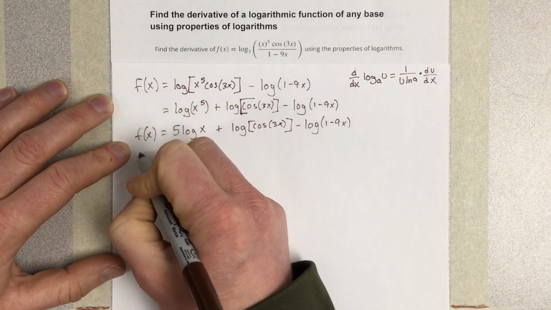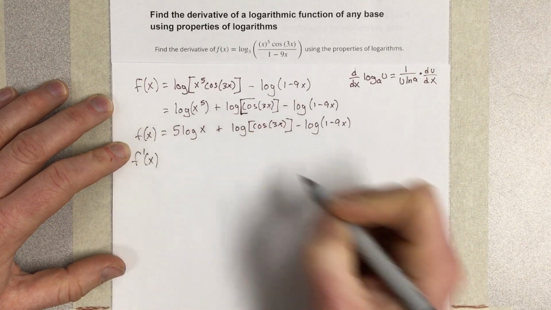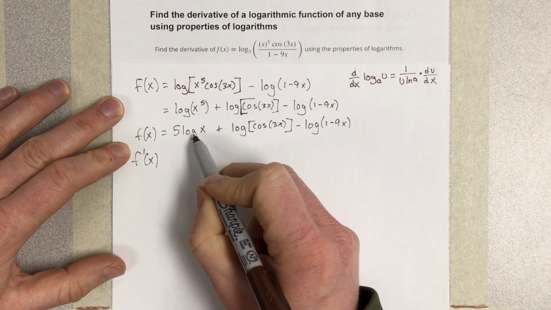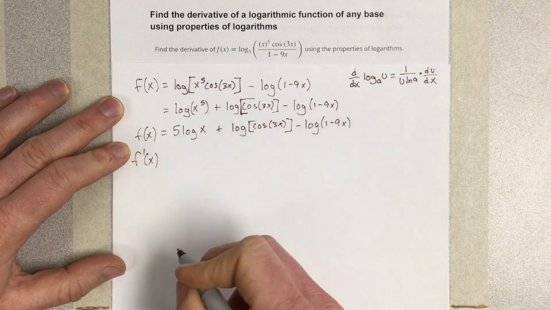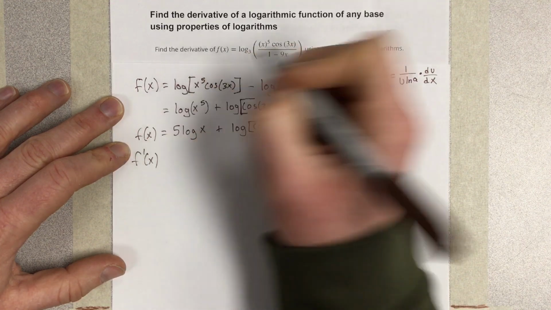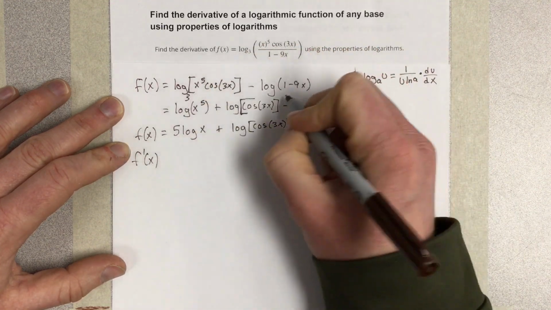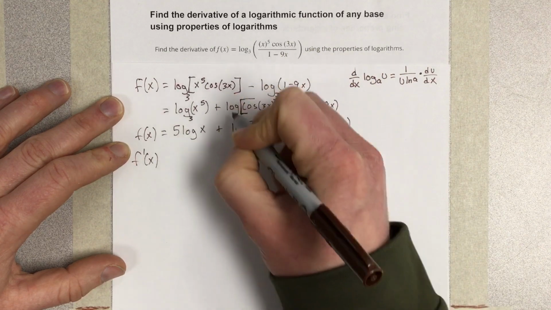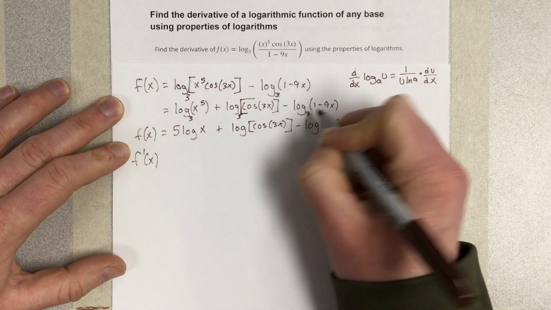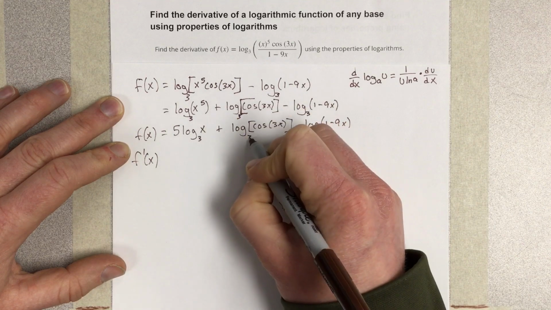Let's do the derivative now. So f prime of x states that I would get, for this log x piece, I would get, when I forgot the base on all these, this should be log base 3. Got kind of carried away there. So those are all log base 3.